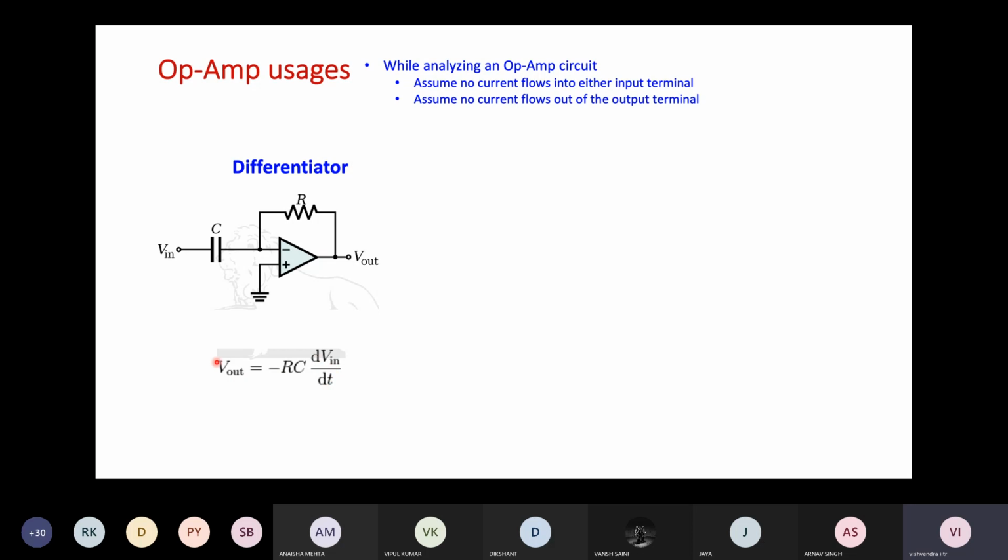So by doing the KVL KCL analysis, the output voltage will be minus RC times dV in by dt. So output is RC times the differentiation of the input voltage. Why is that so? Because the current across the capacitor is I equals C dV by dt. So the current across this capacitor will be C times dV in by dt, and the same current flows through this R, which is also equal to the output voltage. So that's why the output voltage is minus R times C dV in by dt.